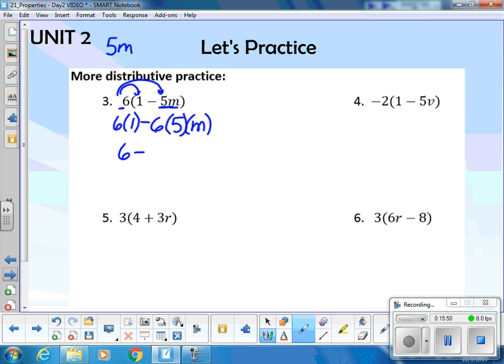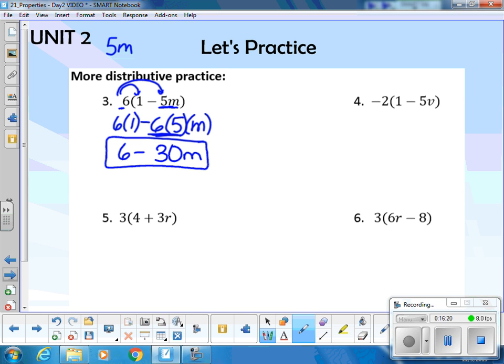That's the identity property. We know that. But with multiplication, can't I take these two in the front, 6 times 5, and multiply them? If I do, I get 30, and then that m is still being multiplied, so it has to tag along for the ride. And again, this has to be multiplied before I can subtract, so that's as low as I can go because I don't know what m is.